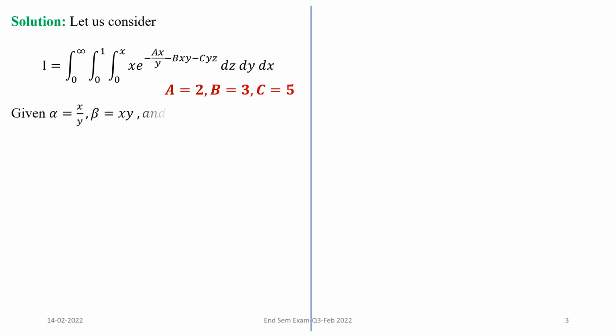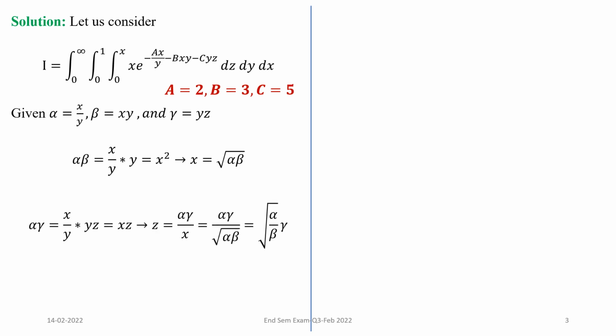Now we have been given this transformation of alpha beta gamma, the relation between xyz and alpha beta gamma. To change the variable, we require the xyz in the form of alpha beta gamma. For that, what we do is alpha into beta. So xy into y, what we get here is x square. So x will be square root of alpha beta.